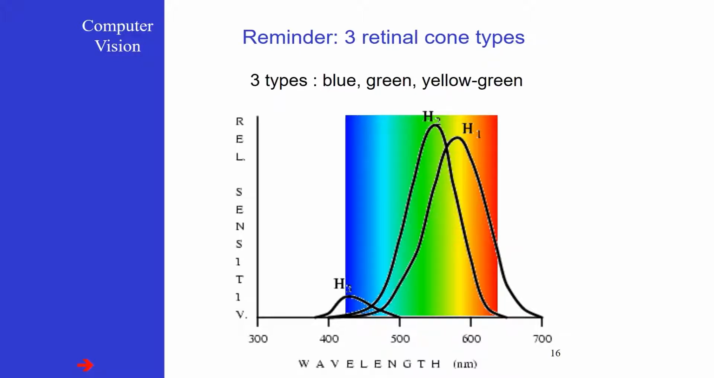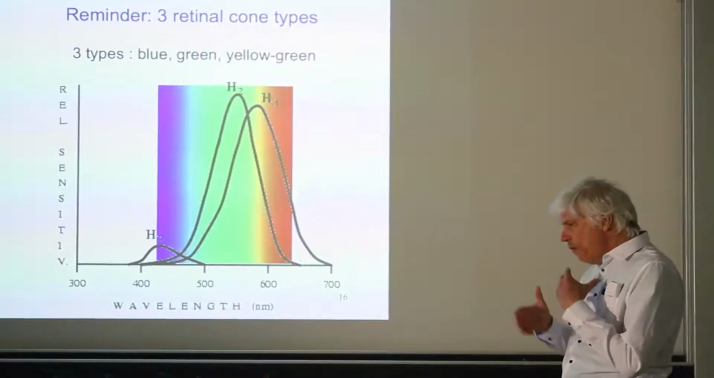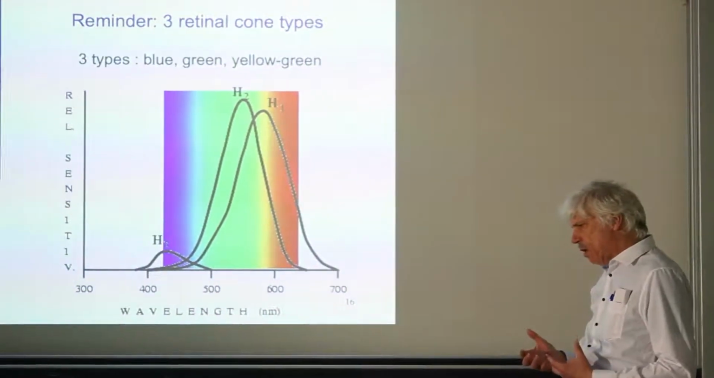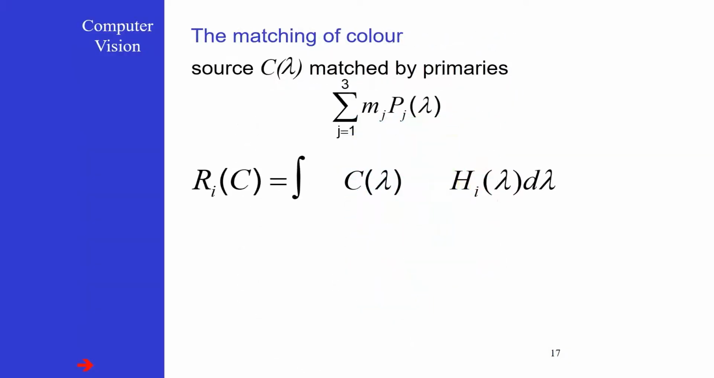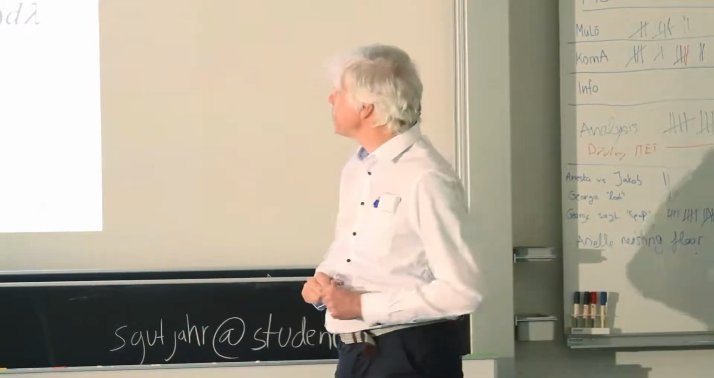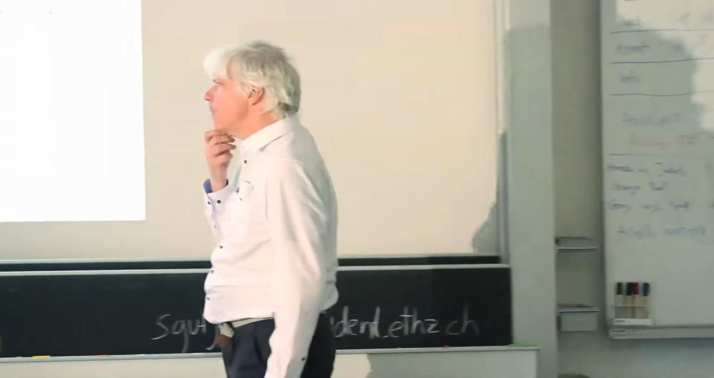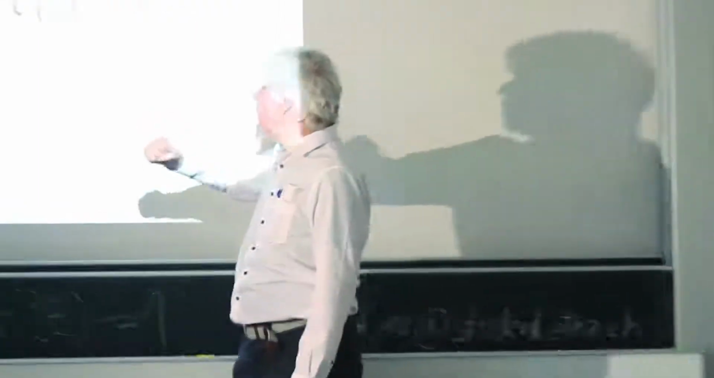Okay, back to the 3 retinal cones. We have seen this slide before. So these are the 3 cones, H1, H2, H3. And now we want to start to quantify this whole concept of light perception. A first question we will ask ourselves is, given the 3 primaries the CIE has defined, so these 3 monochromatic sources, how could I combine them and give the same impression as a given light source C of lambda?